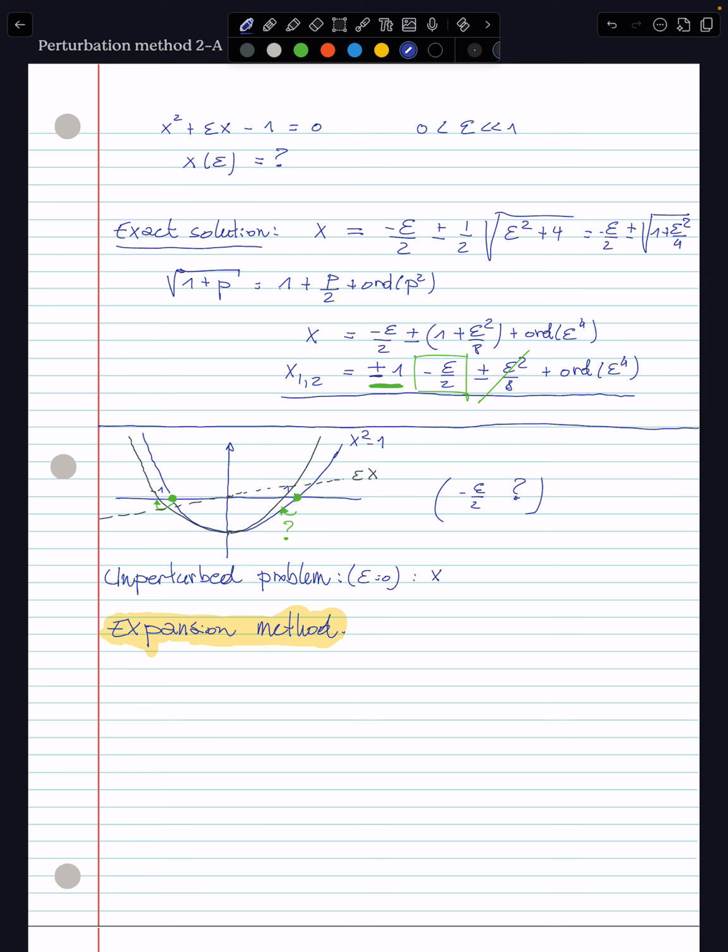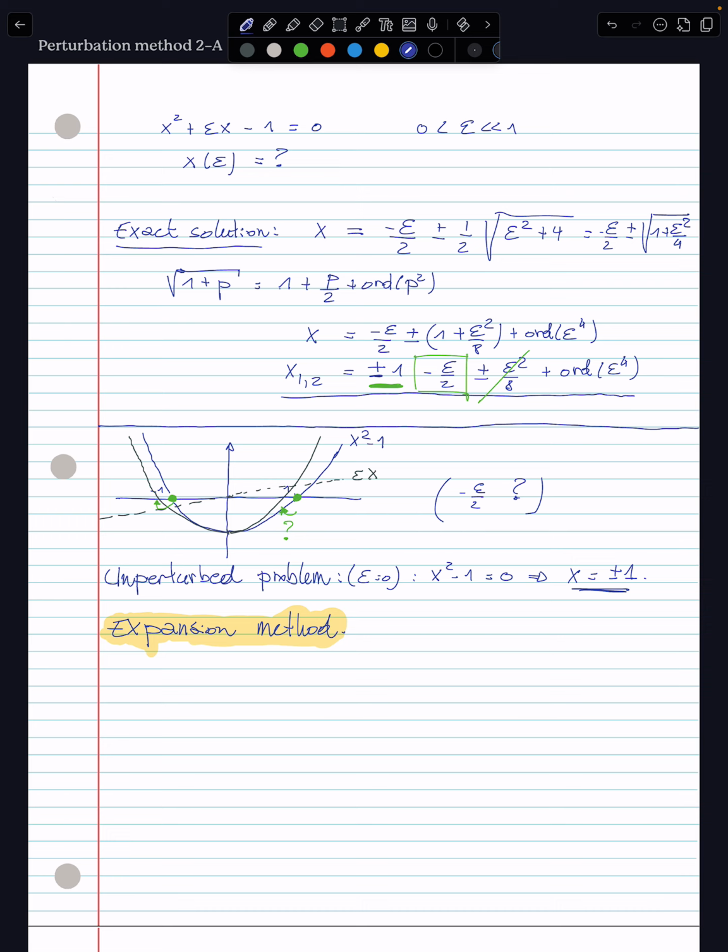All right, so the unperturbed problem is the one we get, I repeat, when epsilon is equal to 0. And this problem is x squared minus 1 is equal to 0, which means that the solution of the unperturbed problem, in this case, is plus or minus 1. Okay, easy game. That's something we already got. And now let's see how the expansion method works.